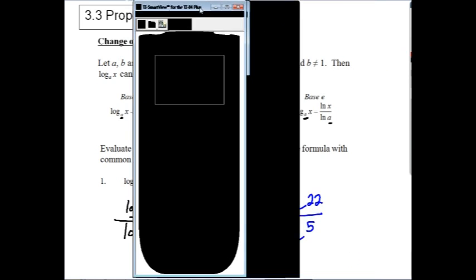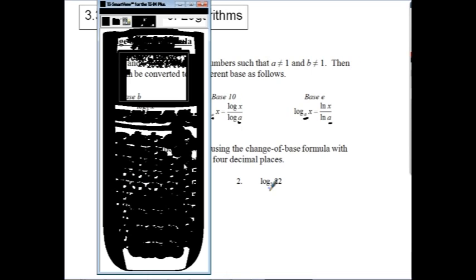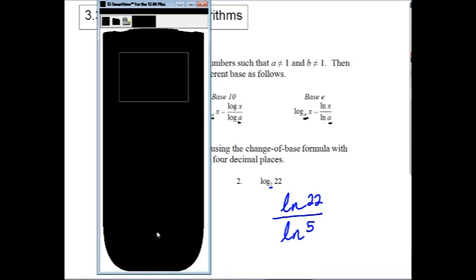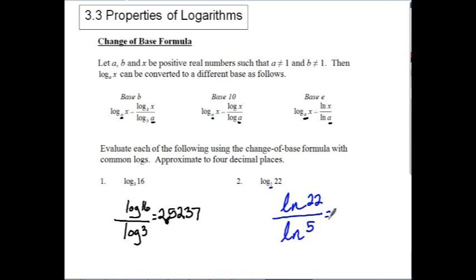Let me slide this over here out of the way. So clear that off. I'm going to do natural log of 22. Remember to end that parentheses. Divided by natural log of 5. And hit enter. And we get a decimal that is 1.9206 if we round it off to the nearest 4 places after the decimal.